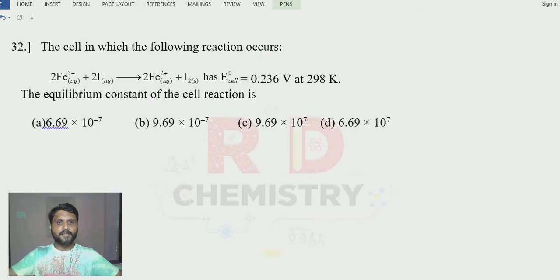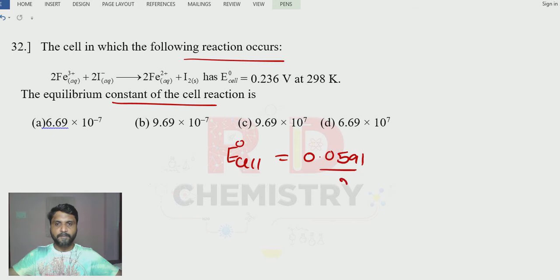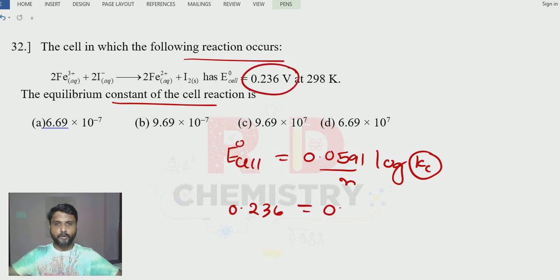The cell in which the following reaction occurs, equation given, equilibrium constant you have to calculate. So we have the formula here. E naught cell is equal to 0.0591 divided by n, log Kc, and we are supposed to calculate the Kc value. E naught cell is given, it is 0.236, correct? Now we'll see the n value.